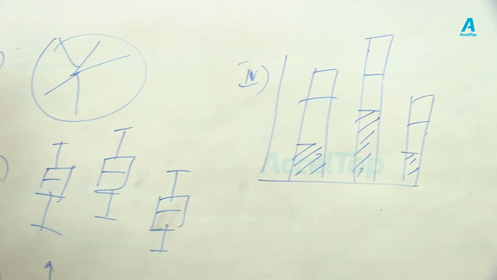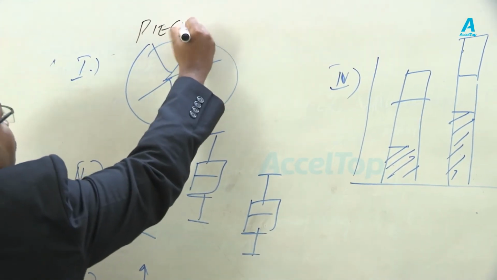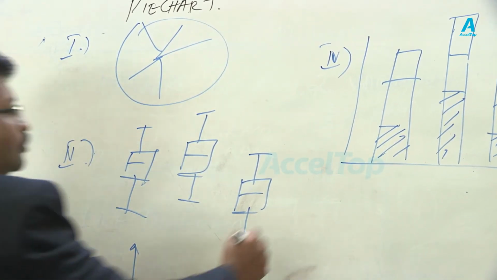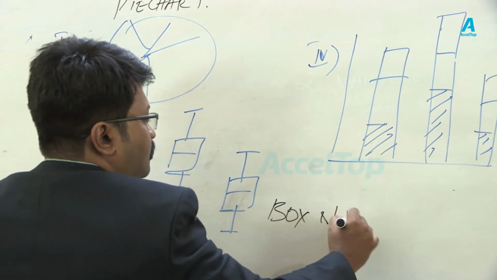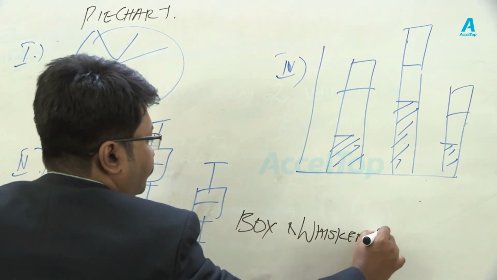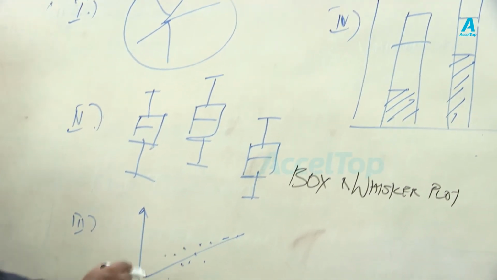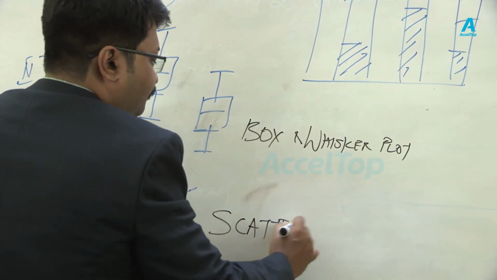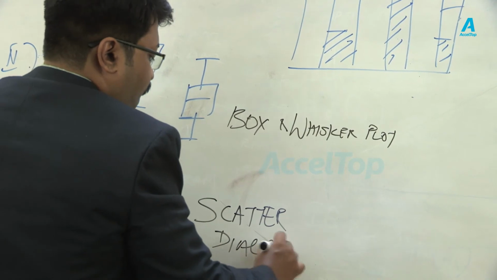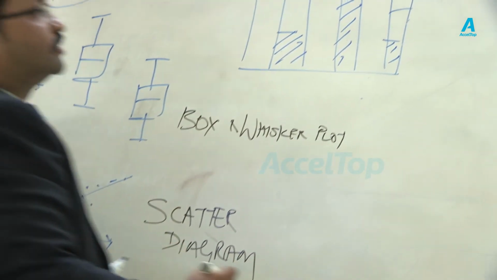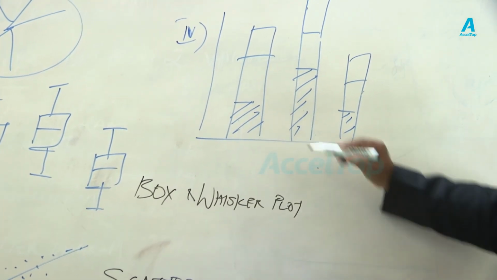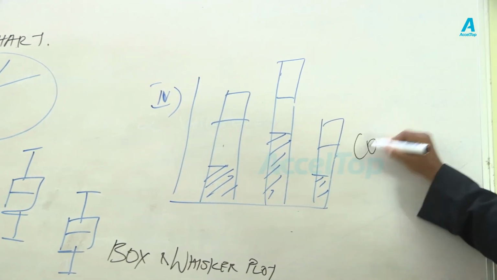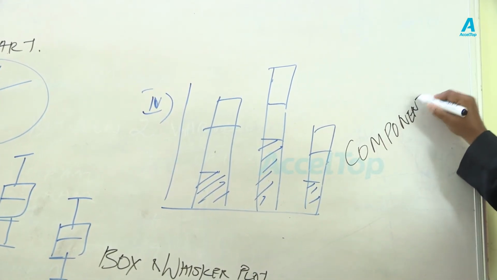So this is the pie chart, and this consists of box and the whiskers. So this is a box and whisker plot, and here it is the scatter diagram which shows correlation between two variables. And here what you are seeing is a bar diagram which has multiple components inside this. So this is a component bar diagram.